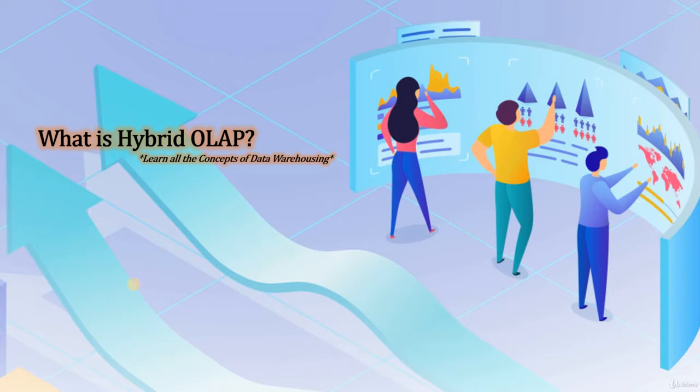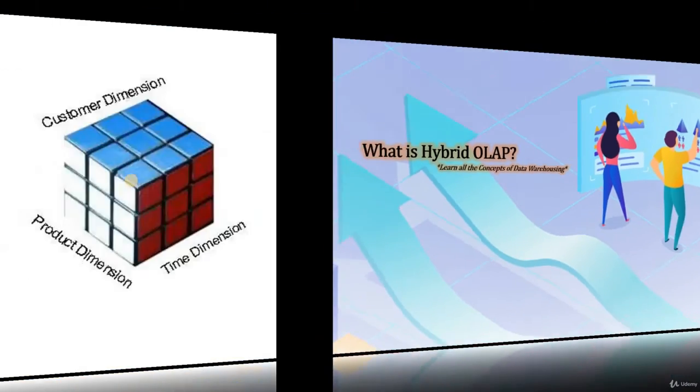What is hybrid OLAP? Hybrid OLAP is a mixture of both ROLAP and MOLAP. It offers the fast computation of MOLAP and the higher scalability of ROLAP. So hybrid OLAP uses two databases, right?